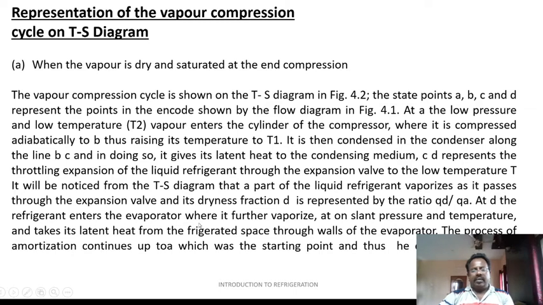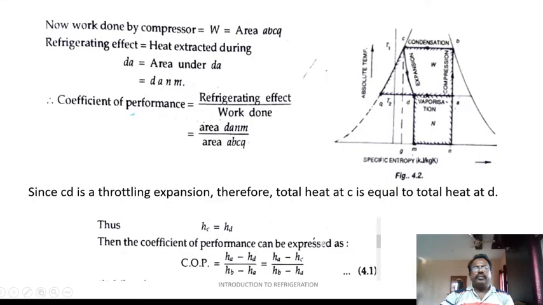At D, the refrigerant enters the evaporator, where it further vaporizes at constant pressure and temperature and takes its latent heat from the refrigerated space through the walls of the evaporator. The process of vaporization continues up to the starting point A, and thus the cycle is completed.